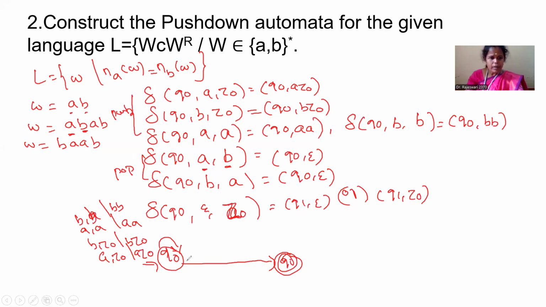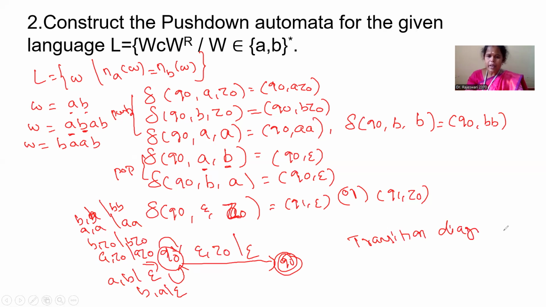Then for the pop operation, write down A comma B, it is epsilon; B comma A, it is epsilon. Then epsilon comma epsilon, it is epsilon. That's all. This is the transition diagram for the language that consists of an equal number of A's and B's. Hope it is clear to all of you.